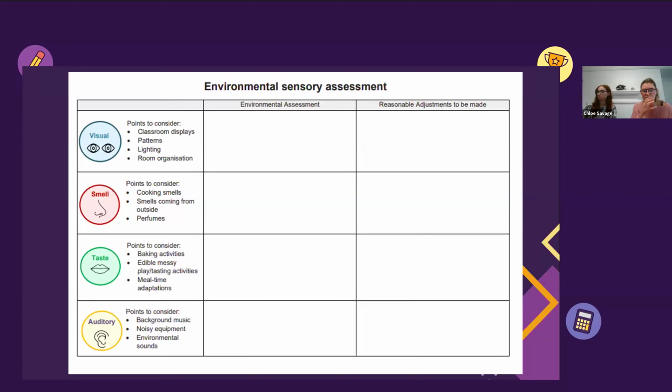Essentially, this is just a little guide to how you can walk around your classroom and give it a bit of an audit yourself, and think about how it looks, how it sounds, how it smells. Then you can start to make possible adjustments to reduce that sensory overload, which will be really helpful for everyone in the class, not just the hypersensitive students, but everybody.